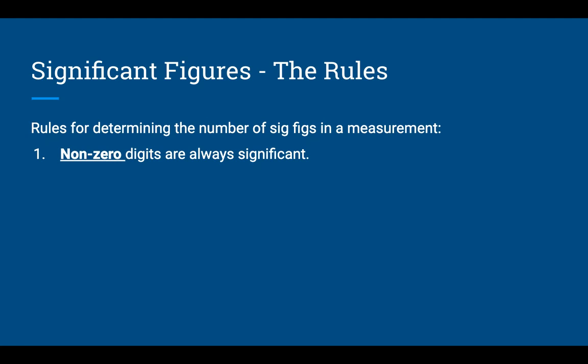The first thing, anything that's not a zero is always significant. So 234 meters, there's a 2, a 3, a 4. Those are all significant, so this measurement has 3 sig figs. 95.153 seconds, again, they're all non-zero digits, there's 5 of them, therefore there's 5 sig figs. That's the first rule. The rest of the rules all focus on zeros, and whether or not a zero is significant depends on where it is located within the value.